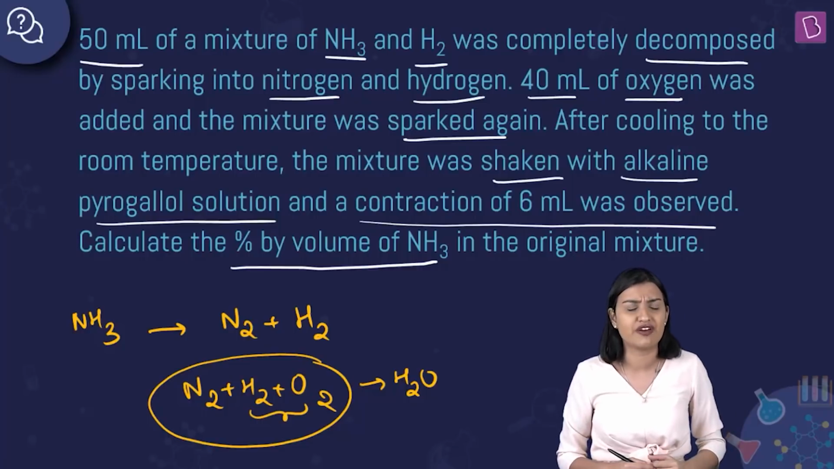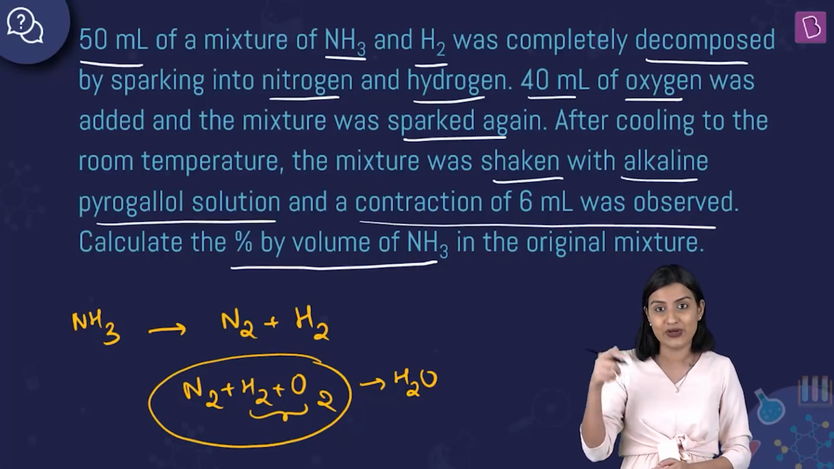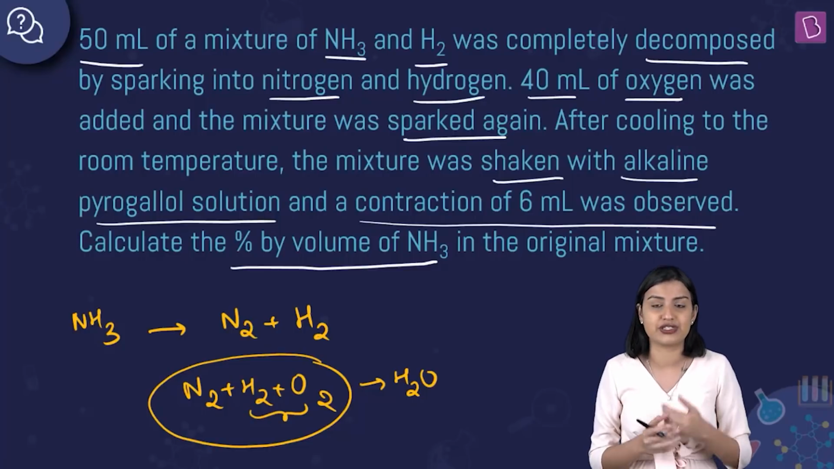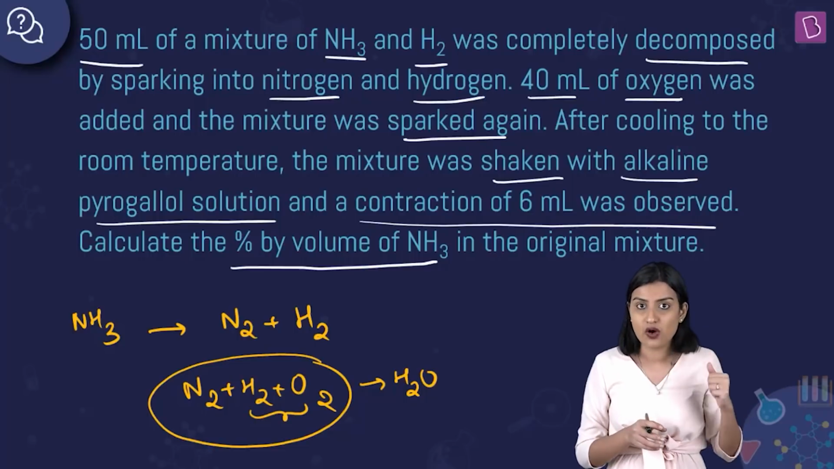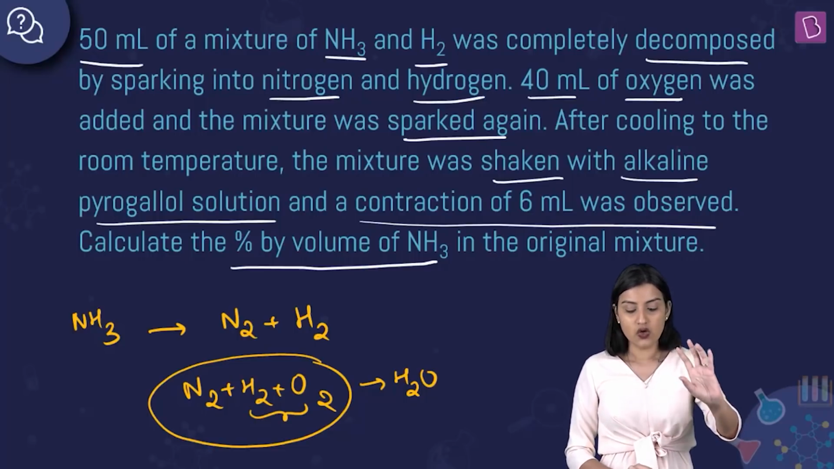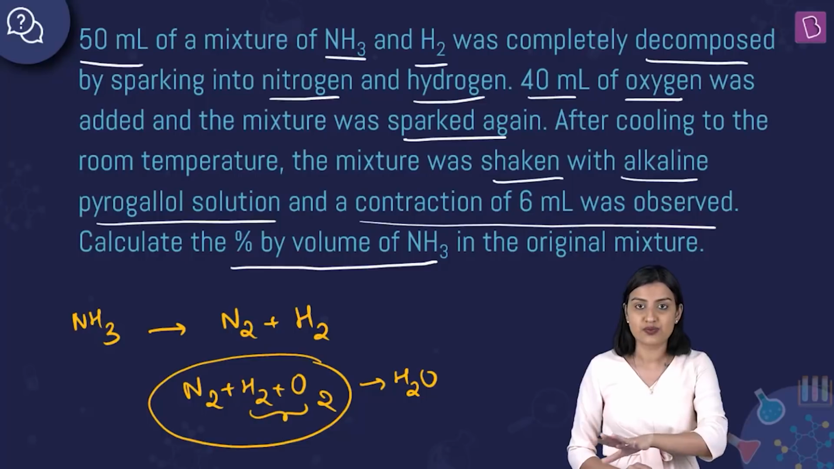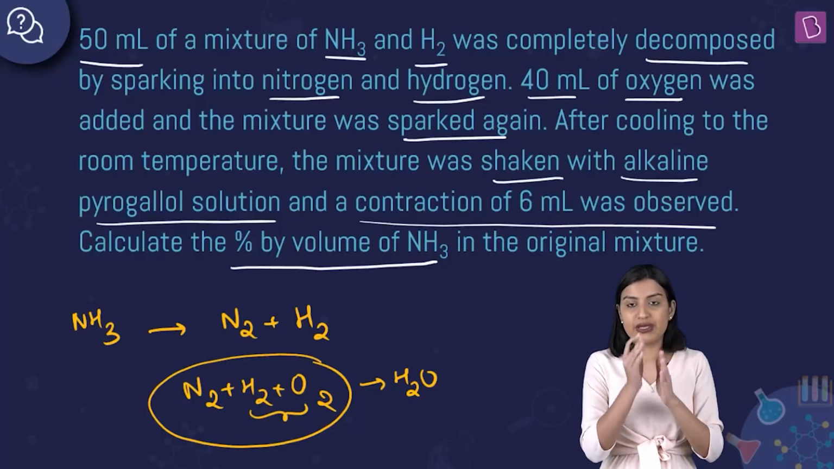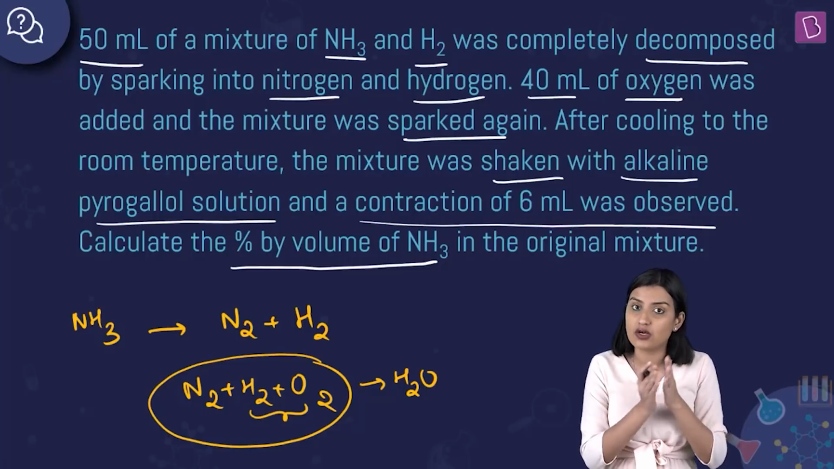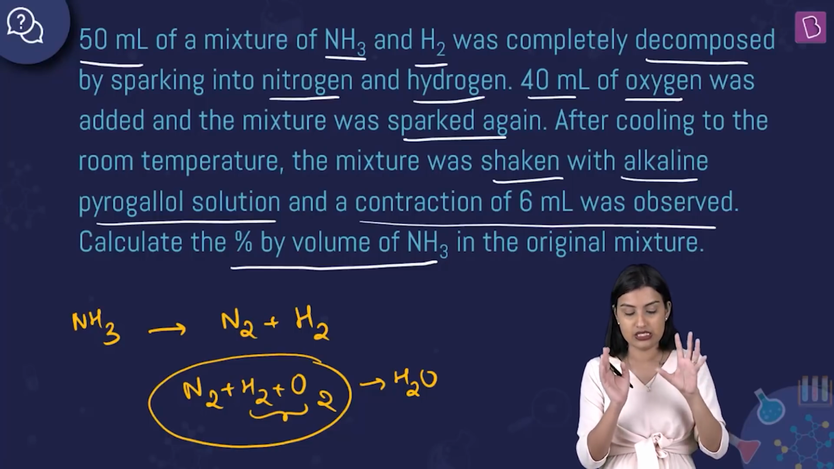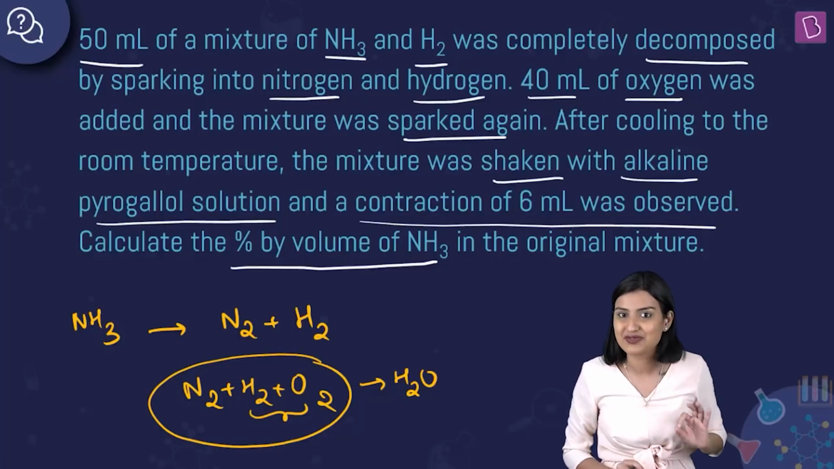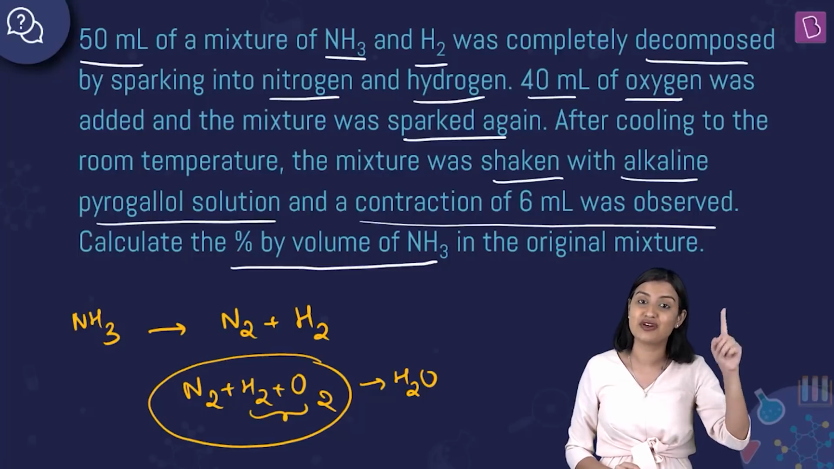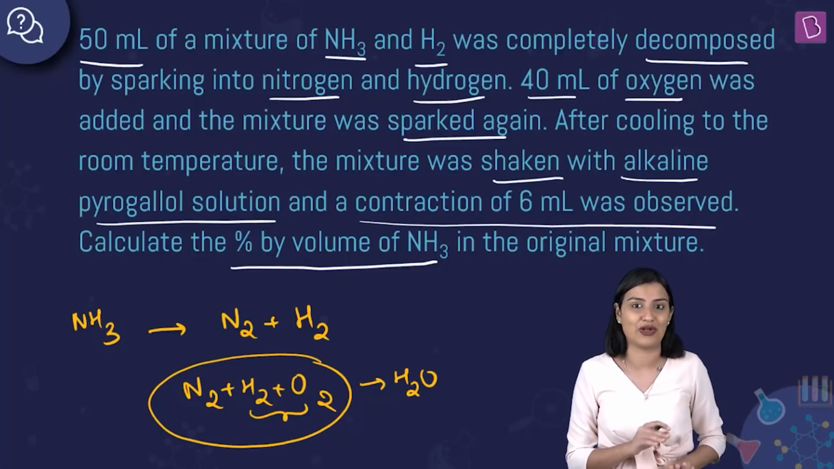What does this have to do with the fact that oxygen is present? See, pyrogallol is used to absorb oxygen, right? This is what we've studied in iodometry, that pyrogallol is used to absorb oxygen. So here the contraction of 6 ml that was observed has basically been the volumetric reaction with oxygen. So we know that some oxygen was definitely left. From here, they want us to find out what was the percentage of ammonia in the original mixture by volume.